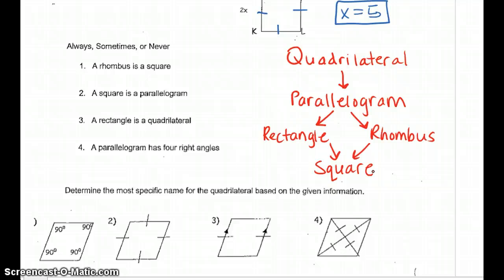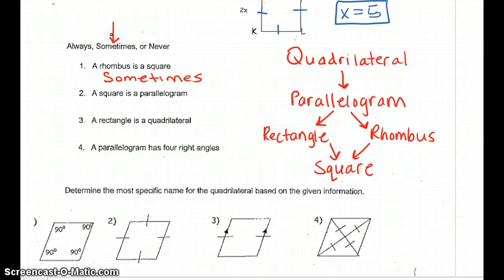The first question says a rhombus is a square. A rhombus has to have four sides equal, but it might not also have the four angles equal. If it can happen, but doesn't always happen, it's sometimes. When you read the statement, if you go down from rhombus to square, that's sometimes.